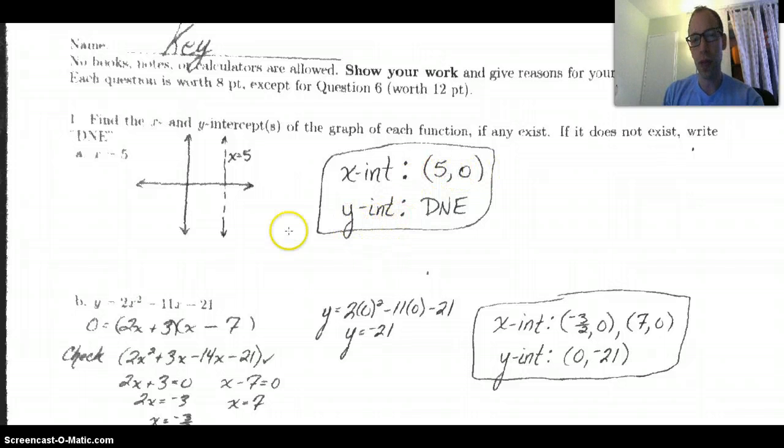Now y-intercept, this one's a little tricky because you go to plug x in, you plug in 0 for x, which is what you would typically do to find a y-intercept, and you would get the equation 0 equals 5, which can never be true. And the reason that is, this vertical line will never cross the y-axis, so we say does not exist.